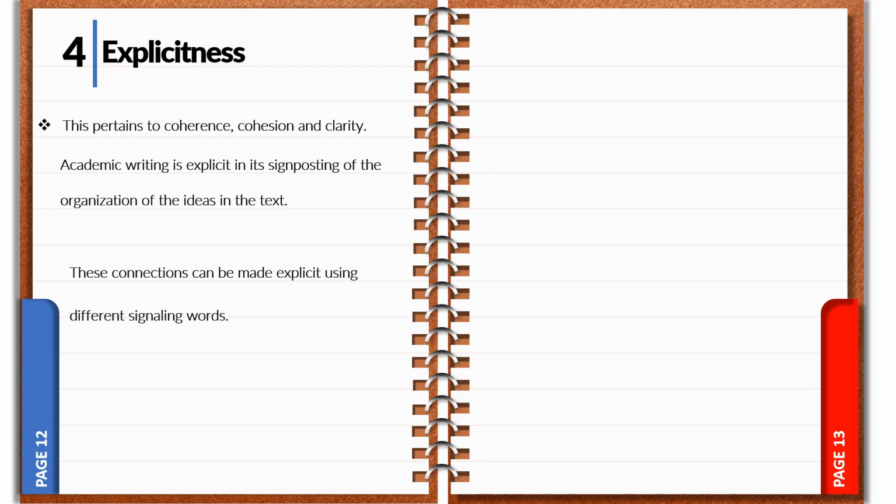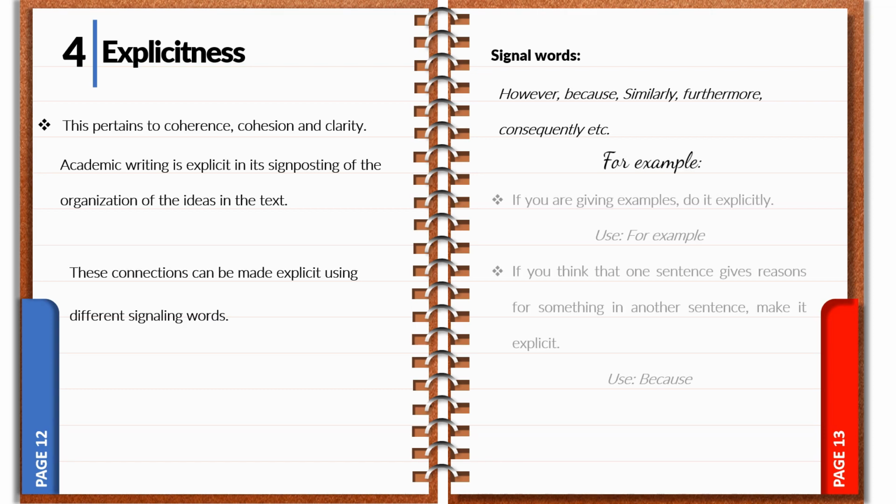These connections can be made clear or explicit using different signaling words. These words are however, because, similarly, furthermore, consequently, and many more. For example, if you are giving examples on your paper, you have to do it clearly. You can use the signal word, for example. If you think that one sentence gives reason for something in another sentence, then make it clear or explicit. You can use the word because.